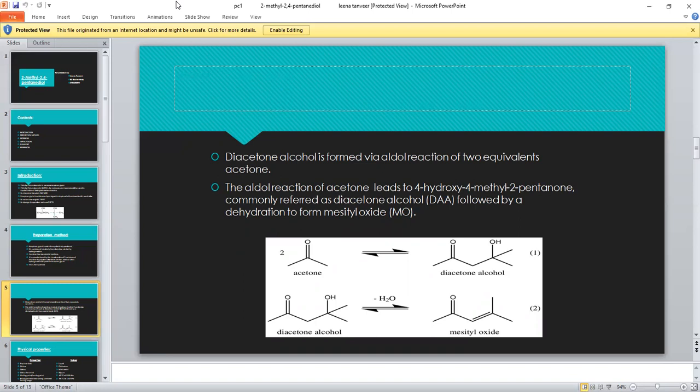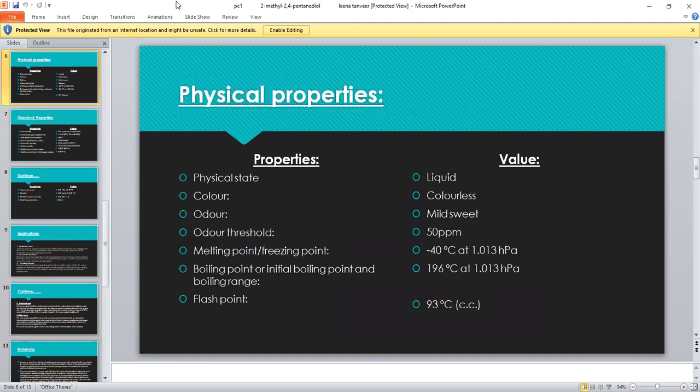The next topic is properties. As everyone knows, there are two types of properties: physical properties and chemical properties. Physical properties are related to its physical structure and physical appearance. The chemical properties are related to its chemical reactions. Its physical state is liquid. It does not have any color, so it is colorless. Its odor is mild sweet.